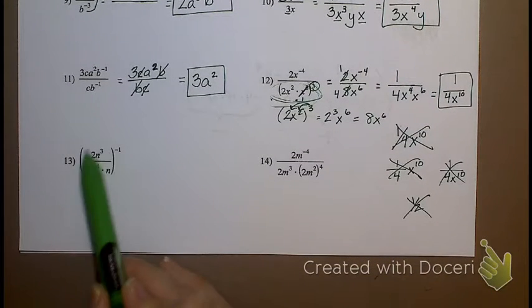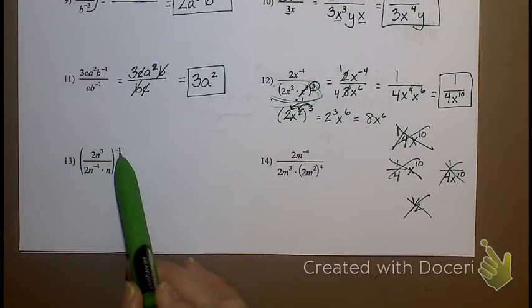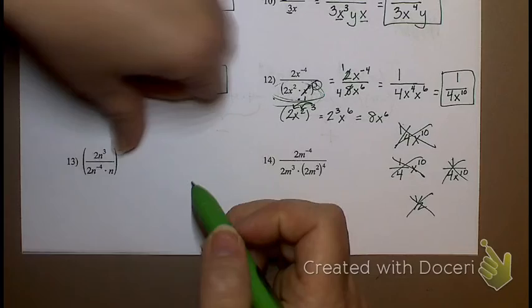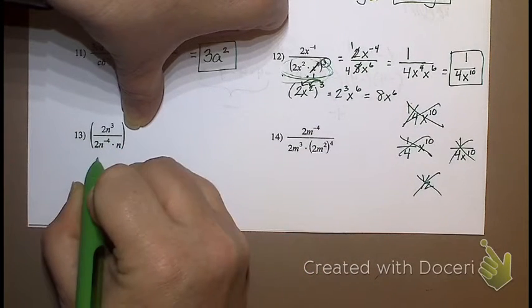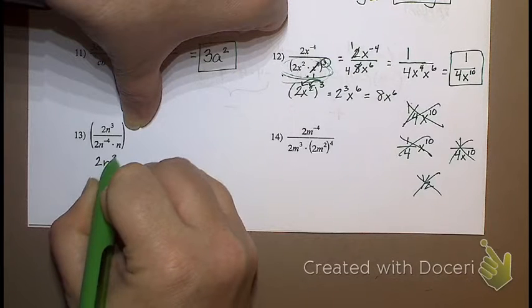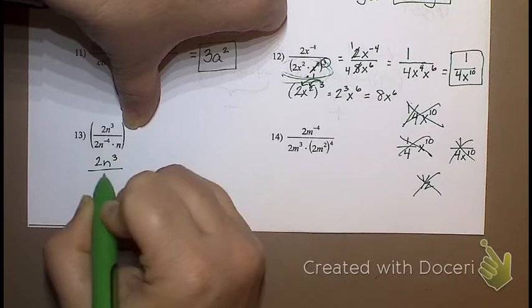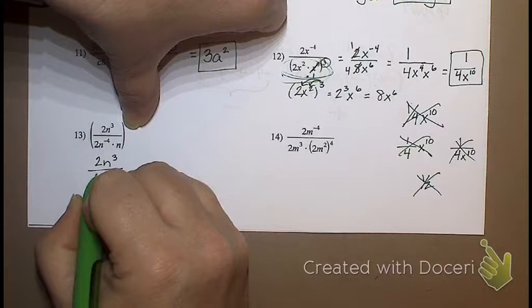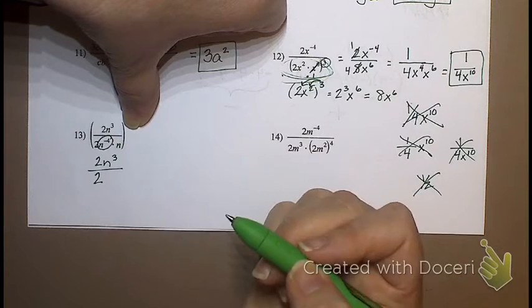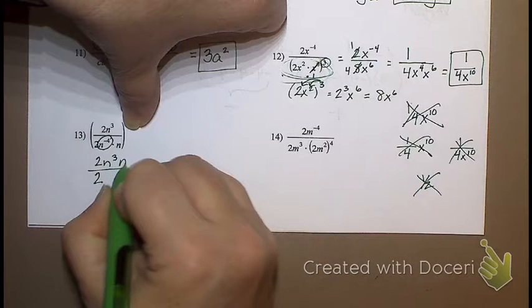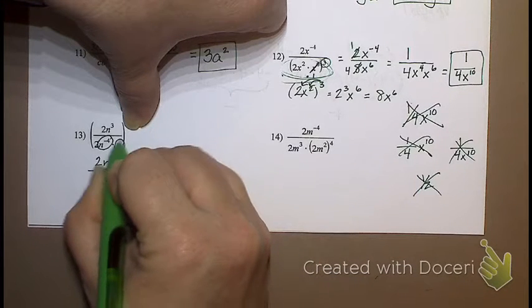Should I simplify what's inside before I deal with this, or should I deal with the exponent outside first and then simplify? Simplify first. So I'm going to ignore this -1 exponent and deal with what's in here. I have 2n to the 3rd on the top. On the bottom, I have a 2 and an n to the -4th. Where should that end up going? Up. And then I have an n. Where should that go? Stay.